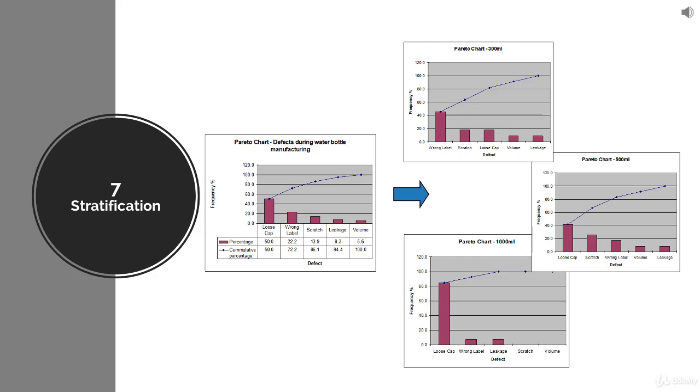So that's how you segregate data, you break data into small pieces if your data is coming from multiple sources. So with this, we complete our discussion on 7 basic quality tools.